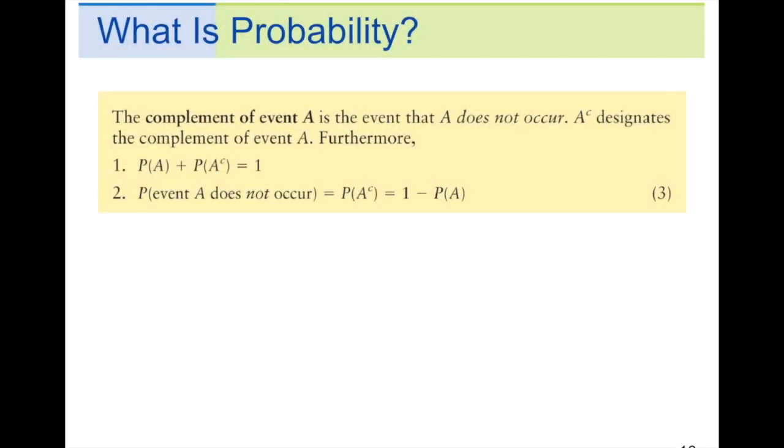The complement of event A is the event that A does not occur. A^C designates the complement of event A. Furthermore, the probability of A plus the probability of the complement of A equals 1. So the probability that event A does not occur is the probability of the complement of A, and to find that, you can just do 1 minus the probability of A.